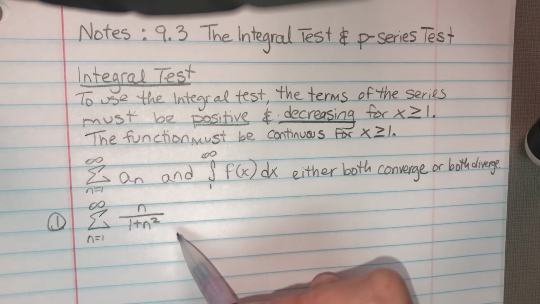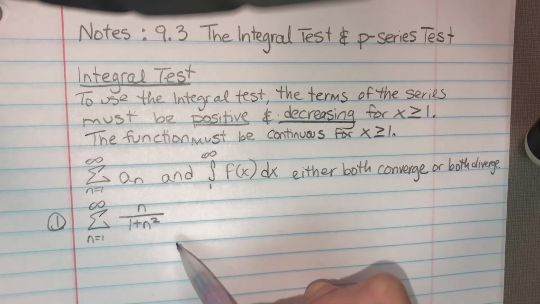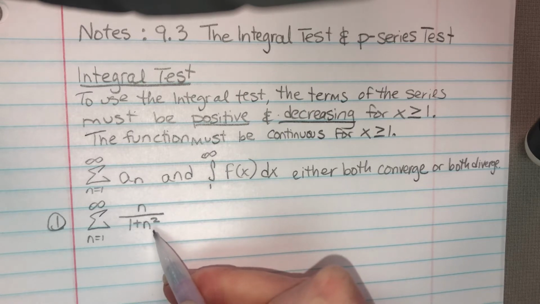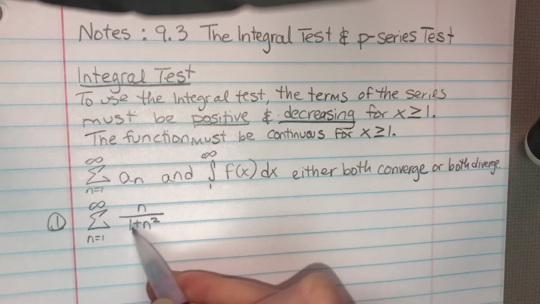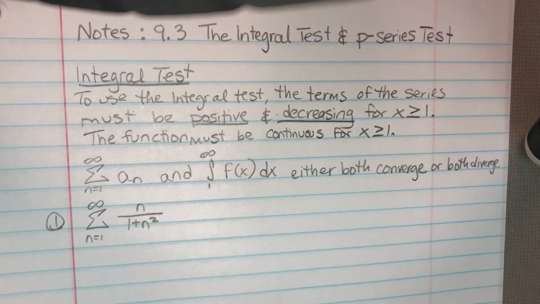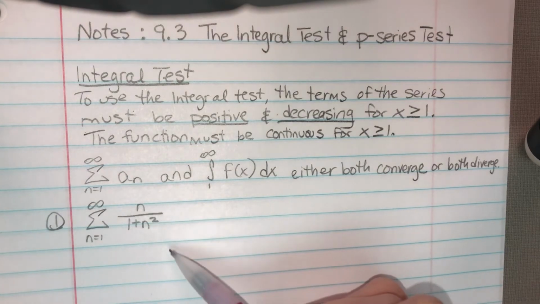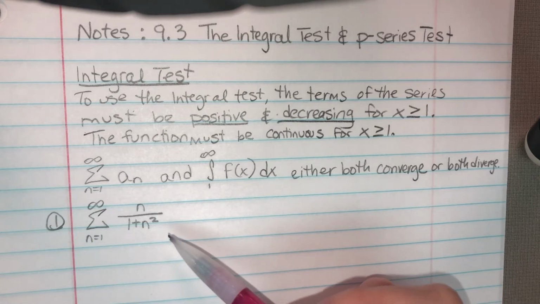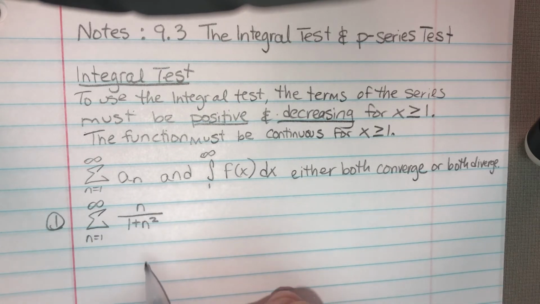And is this function continuous for x values greater than or equal to 1? Is it possible that I have a hole in this function or a vertical asymptote? I don't think so, because you have to consider what you know about rational functions. You're going to have a hole if you have a common factor in the numerator and the denominator, and you're going to have a vertical asymptote anytime you don't have a hole and the denominator equals 0.